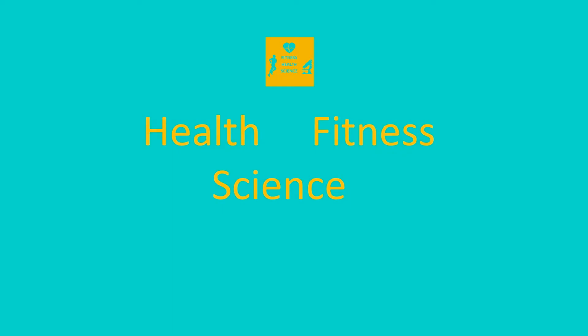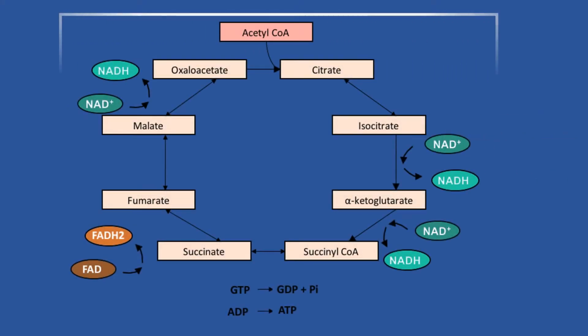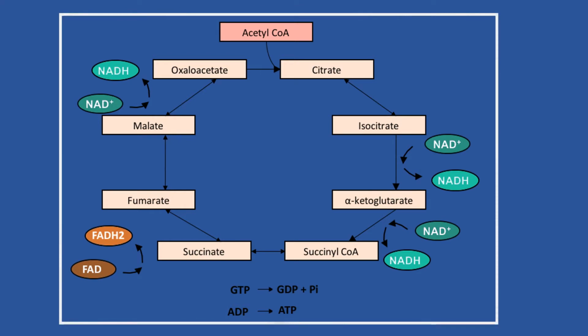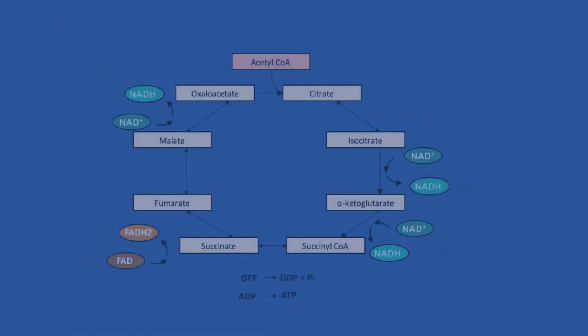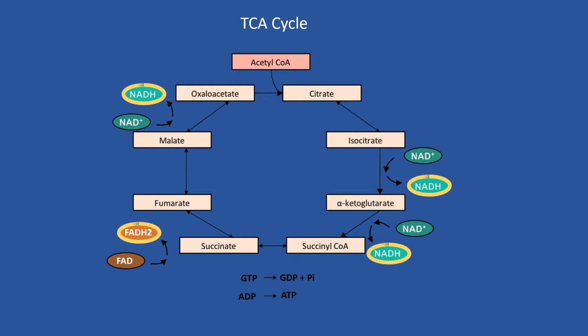In this video we'll talk about energy metabolism, and the citric acid cycle, also known as TCA cycle. We have discussed in detail the other energy pathways in previous videos, which are available to watch in this channel. Now, let's focus on the TCA cycle. The main goal of the TCA cycle is to generate NADH and FADH2. These are important molecules needed in the electron transport chain to generate a large amount of ATP.